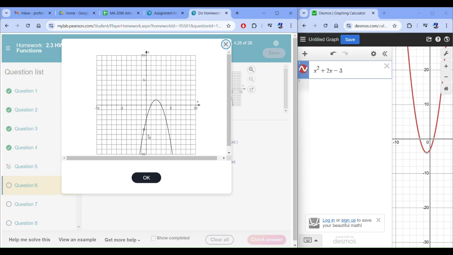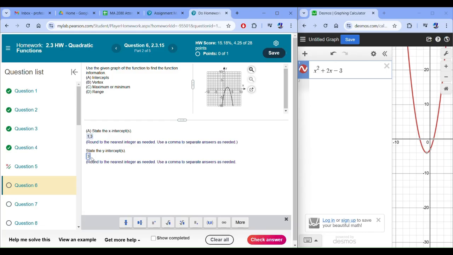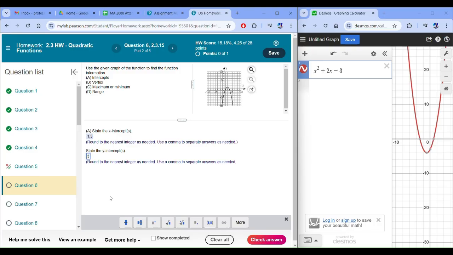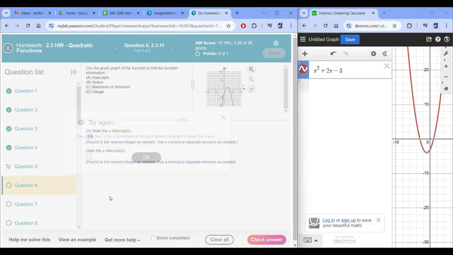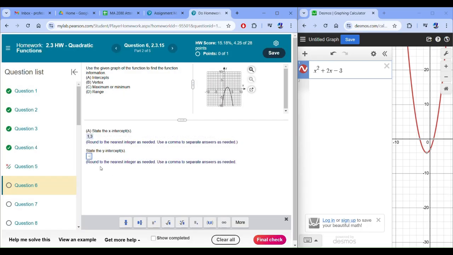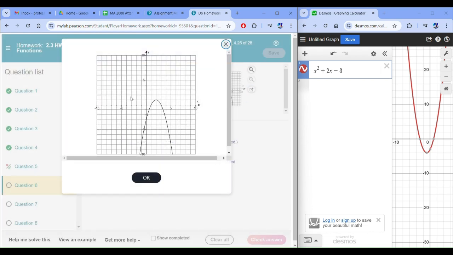State the y-intercept. Open this graph back up. Where does it touch the y-axis? That's at y equals negative 3. The y-intercept is a coordinate, so use a comma: 0, negative 3. There we go.